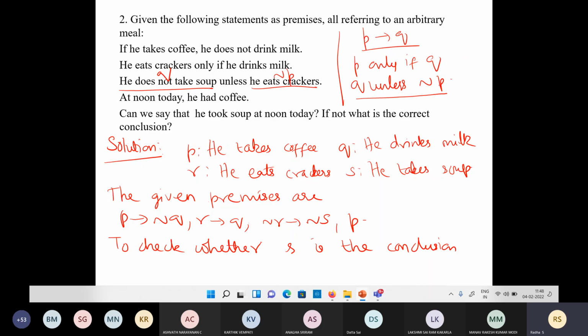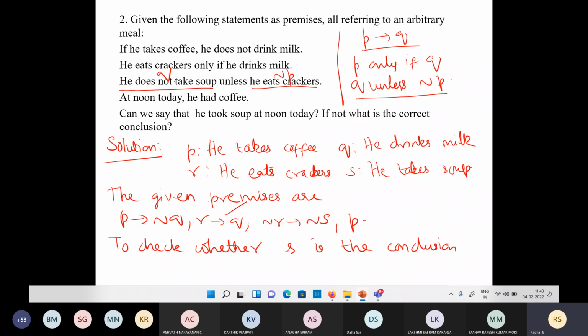So if you want, I'll repeat once again all the premises. First statement, no problem. If he takes coffee, he does not drink milk. That is P. He does not drink milk, not Q. So P tends to not Q. Second statement, P only if Q, that type of statement is there, no? Then you should write that as P tends to Q. So he eats crackers only if he drinks milk. Then you have to assume if he eats crackers, then he drinks milk. That is R, then Q. That is R tends to Q. So second statement is okay.